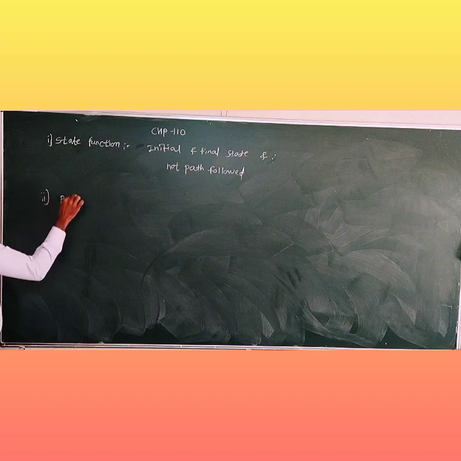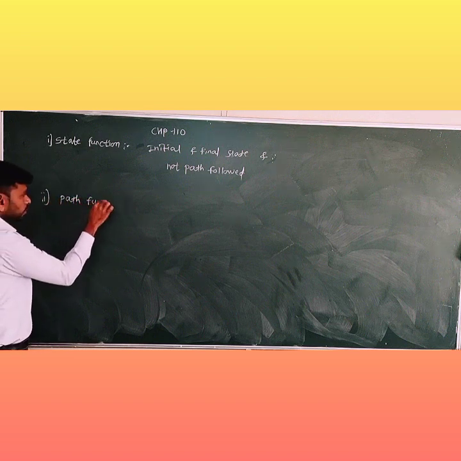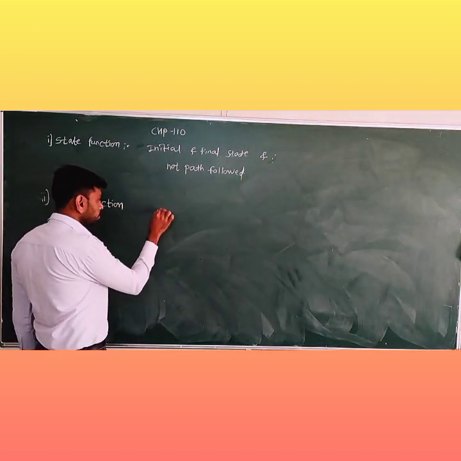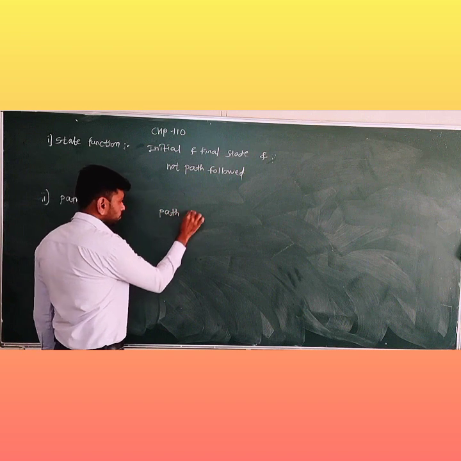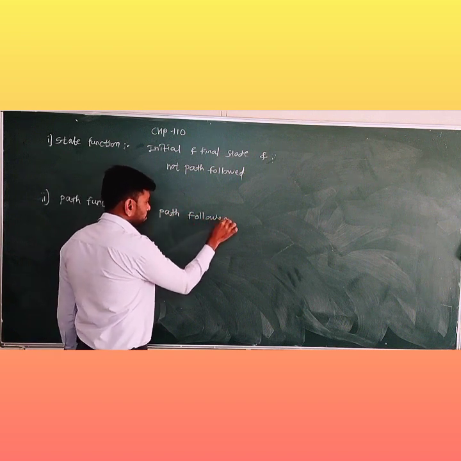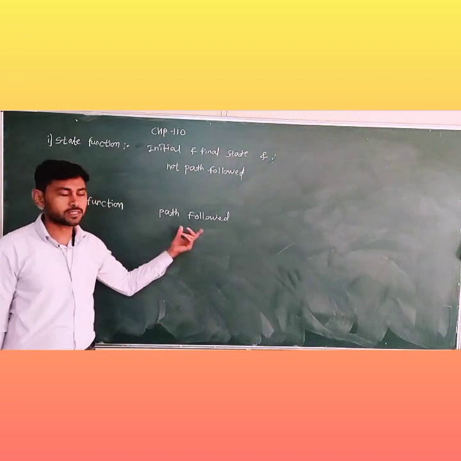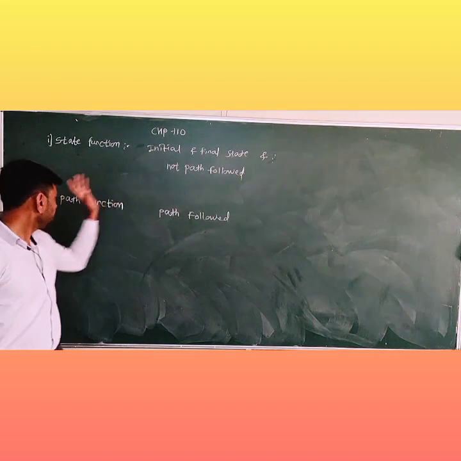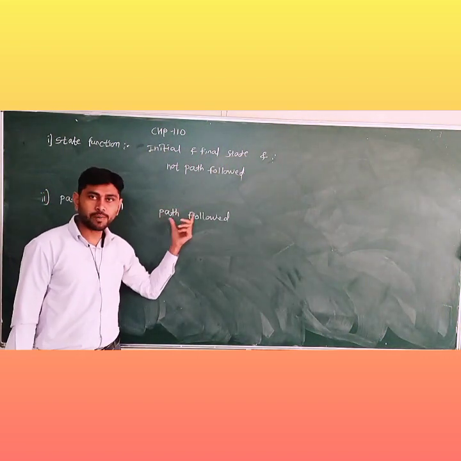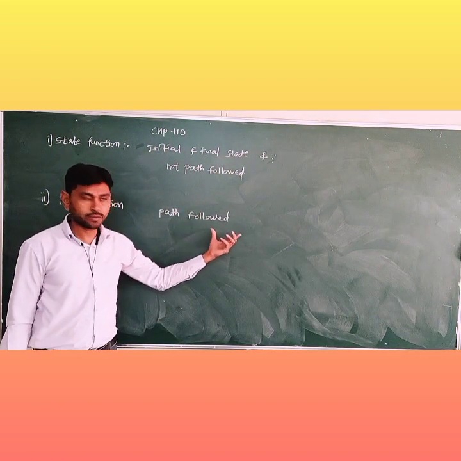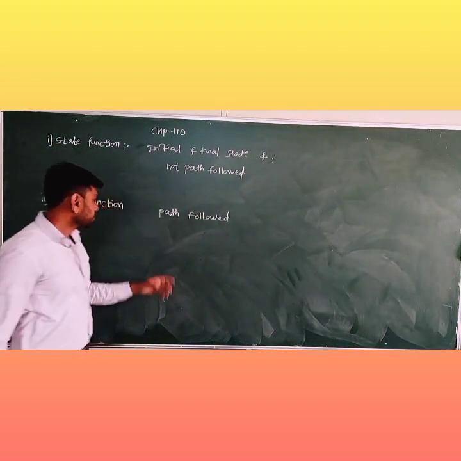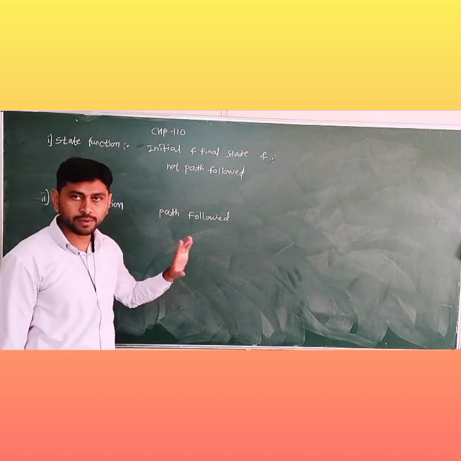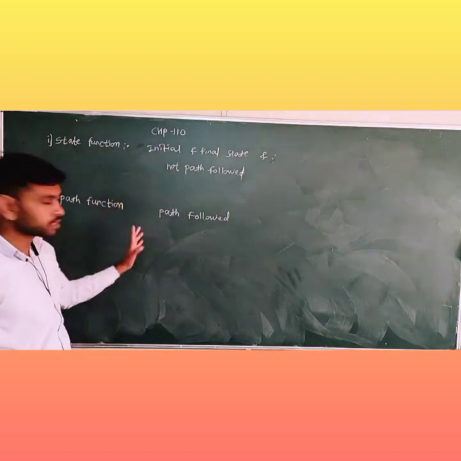Second, path function. Path functions are state variables which depend on the path followed. So a state function depends on the initial and final state of the system, and a path function depends on which path the process follows. Functions that depend on the path followed are called path functions. Let's see an example, and you will understand the difference between state function and path function.